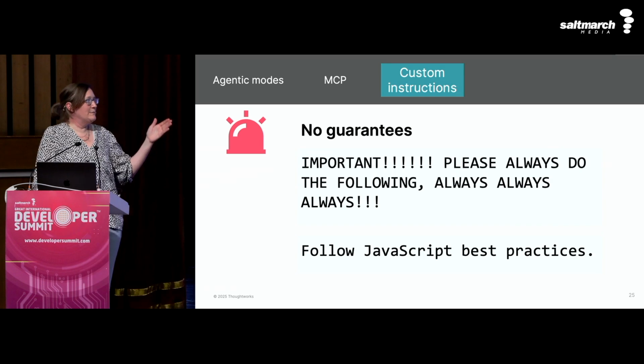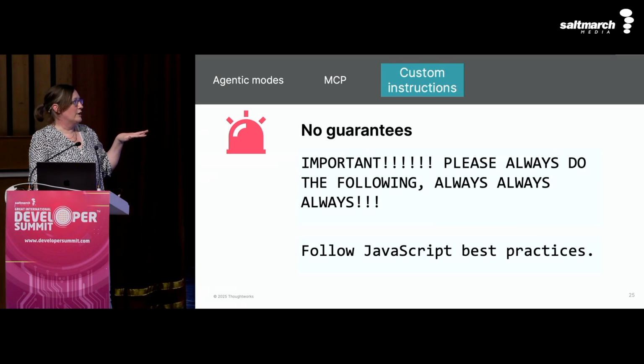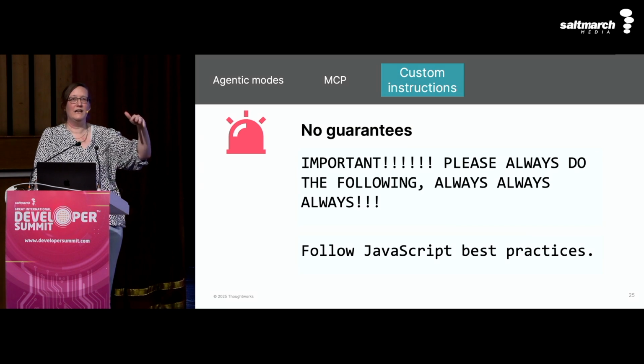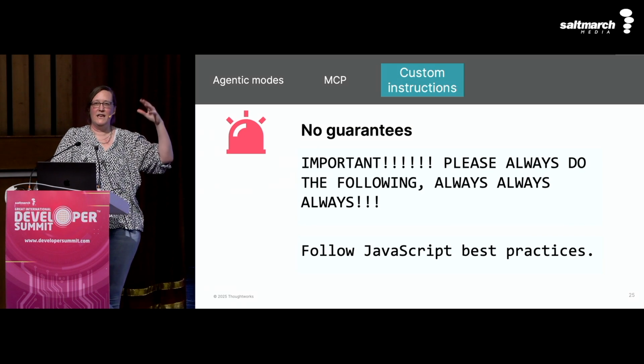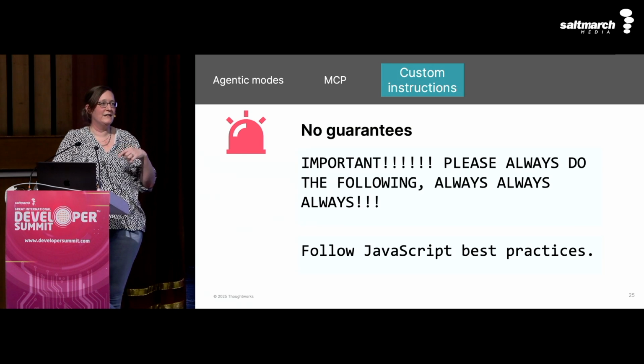And then secondly, just imagine putting something like this into your instructions or custom rules. Follow JavaScript best practices, right? How do I know that that works? How do I know the model, the large language model and its training data, they have the same idea of best practices in JavaScript than I do, and that it can actually apply that to my code, right?